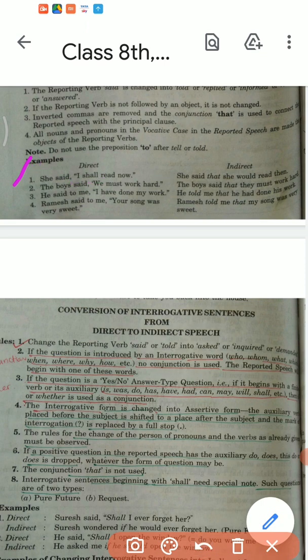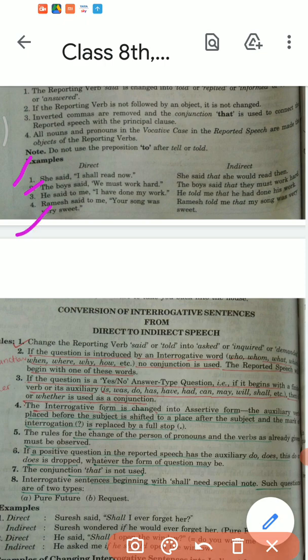In the second example, you can see the boys said, we must work hard. Here the boys said that we, which is the subject of the reported speech, will change according to the boys and it will become they must work hard. He said to me, I have done my work. He told me. Here said to is changed into told. And in place of inverted commas, we have put that. He told me that he had done his work.